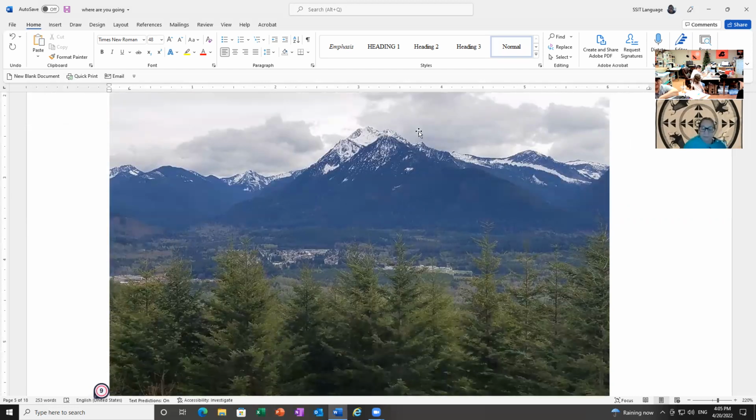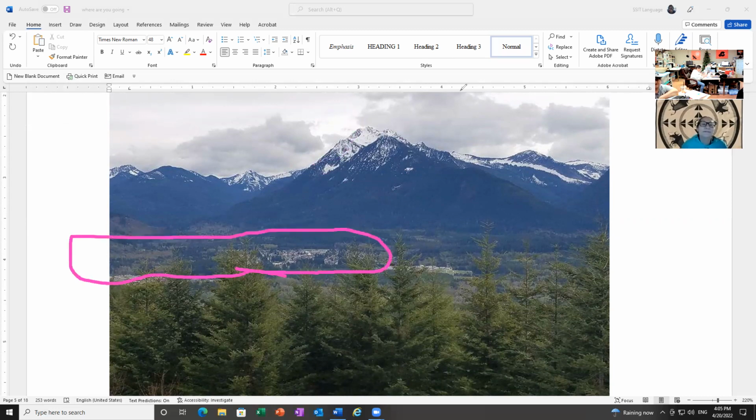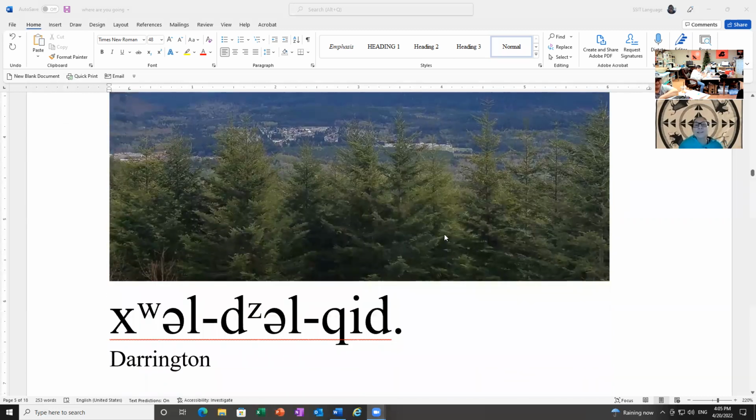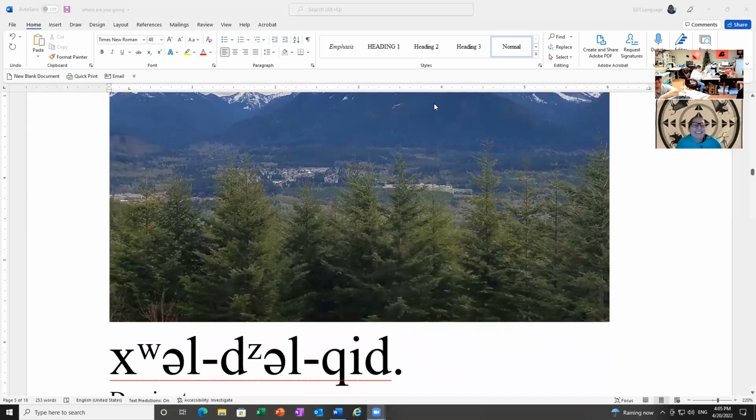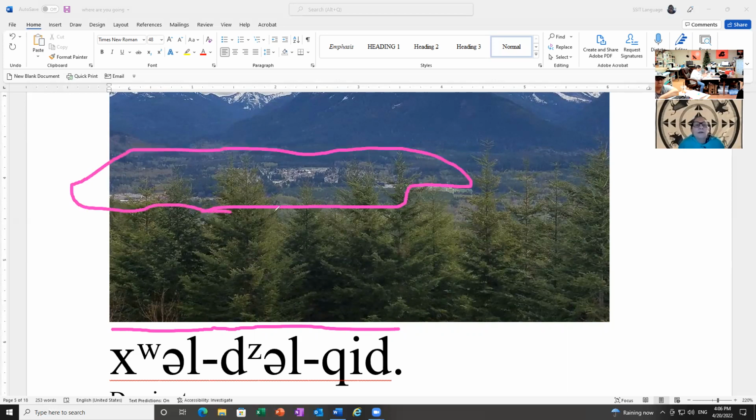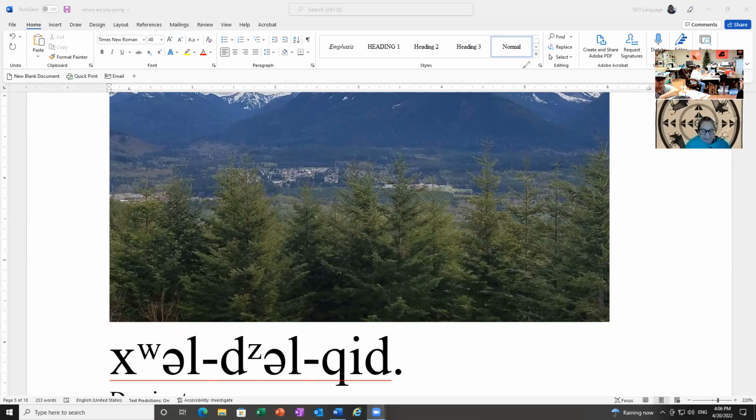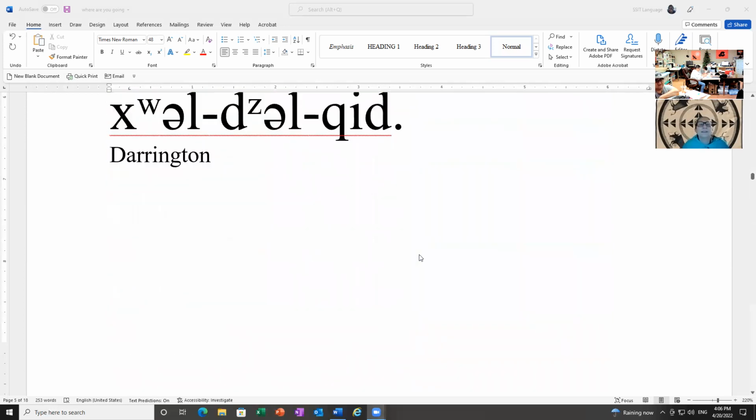And this one, again, it has a lovely picture of the White Horse Mountain, but it's not what we're looking at. We're actually looking at this part down here, which is the town of Darrington. You gotta say it like that. You gotta say Darrington. Bull Zalcade. Also known as the little town of Darrington.